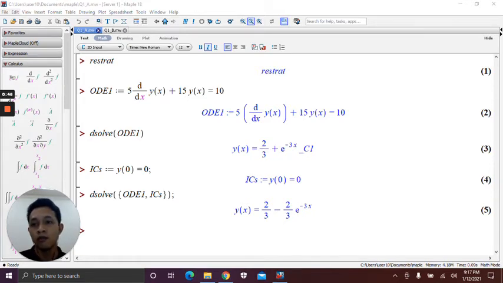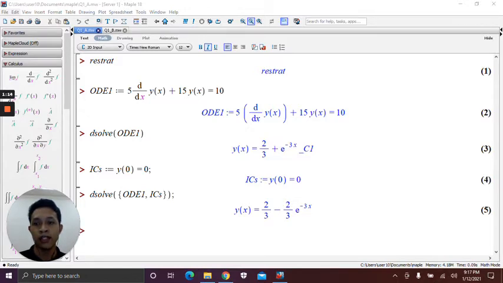Then we type dsolve, where the D is for the ODE, and we put ODE1 in it to solve ODE1. Then it will solve, and we get y(x) = 2/3 + e^(-3x) C1, where C1 is the constant.